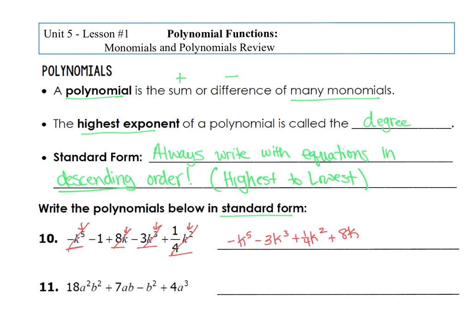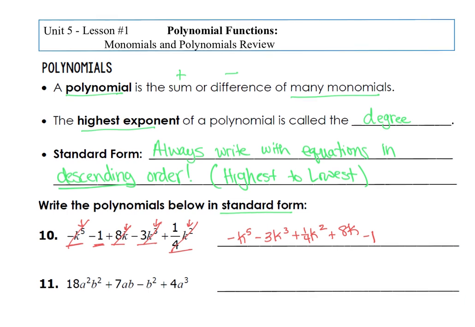And then you should always end with a constant. Okay, that's the only place for it. That minus 1, that's the constant. It's a degree of 0. Again, we'll talk more about that in a minute, but a constant would always be the ending term if it's there.